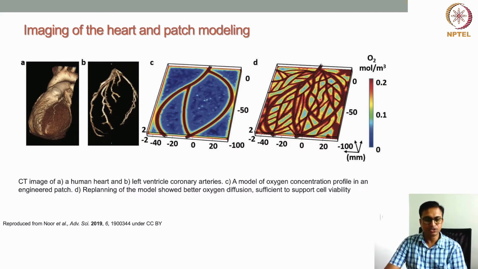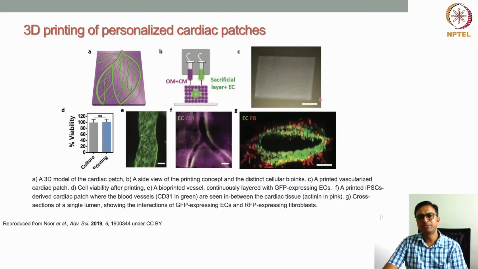Then they used the same vascular concept to fabricate cardiac tissue patches. This is the strategy where they used two bioinks. For the tissue, the bioink with cardiomyocytes is used, and in the sacrificial layer method, endothelial cells can also be there, and then they can print a vascular tree.